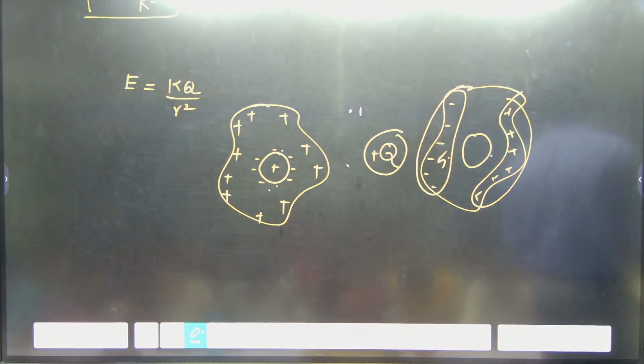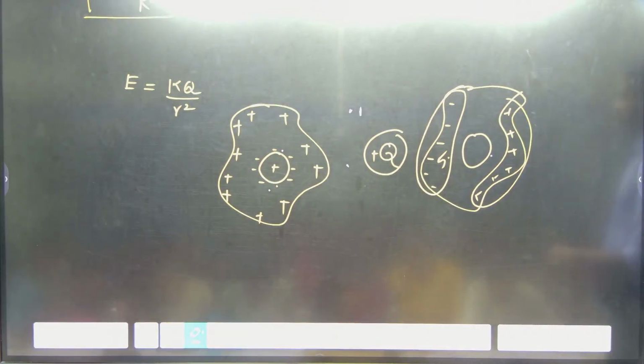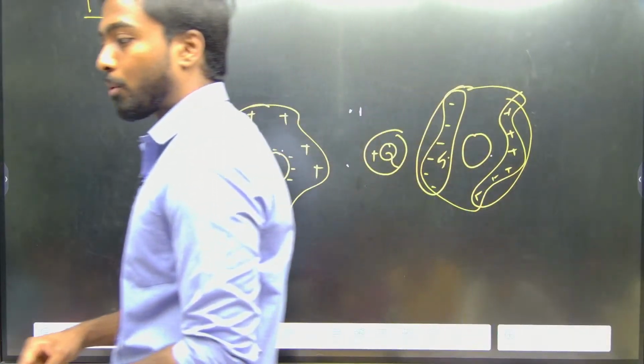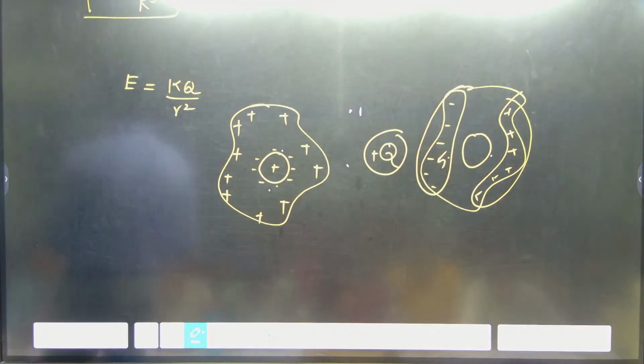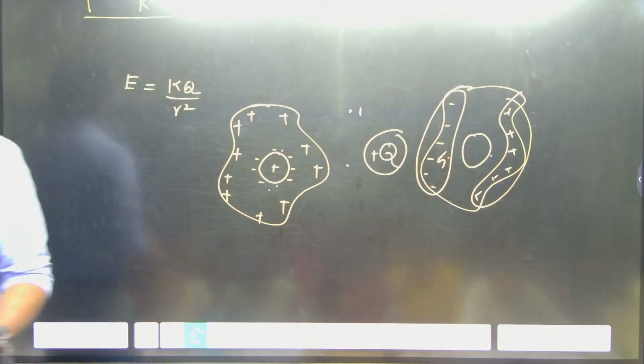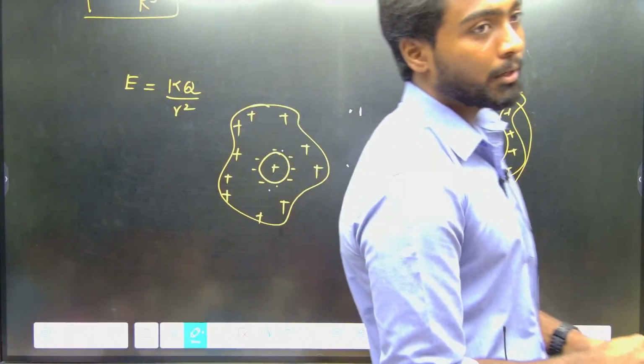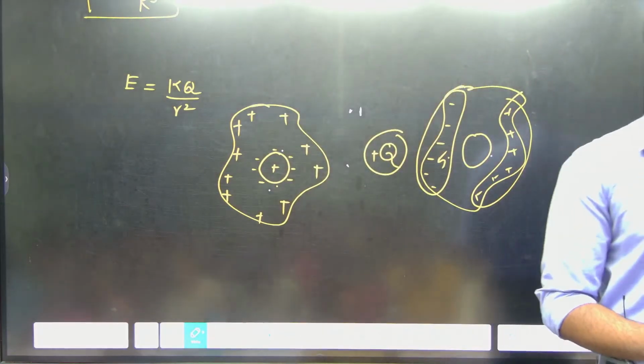To the surface of the conductor, in bracket, irrespective of shape. In bracket you can take irrespective of shape. So what is the meaning of irrespective of shape? It can be any shape, but the field lines will always be perpendicular to the surface of the conductor. Okay.